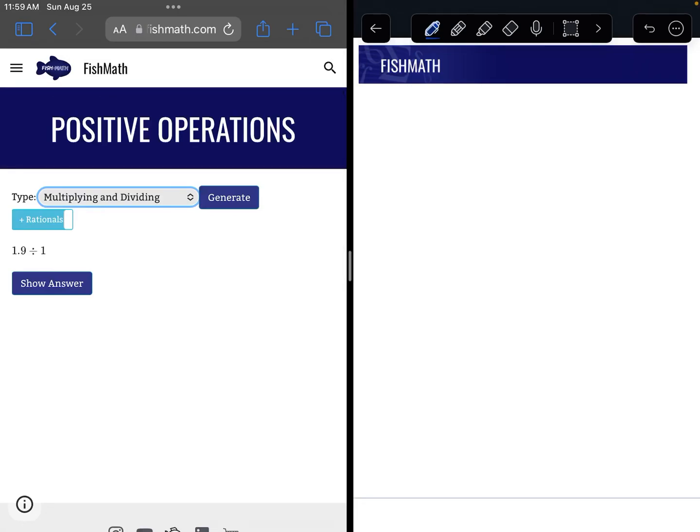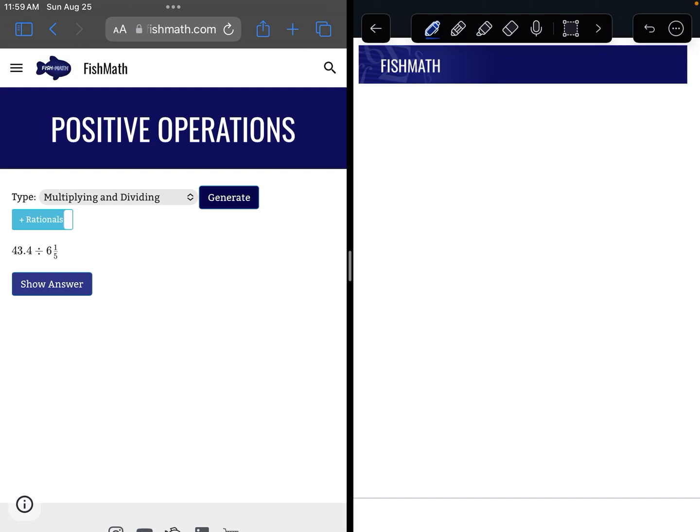Let's look at how to do multiplying and dividing with positive rational numbers. Rational numbers could be decimals, fractions, or whole numbers, but we're going to avoid negatives for right now, so positive rationals. That first one's a little bit too obvious, so we're going to skip that one. This one looks a lot more complicated, so let's try this one.